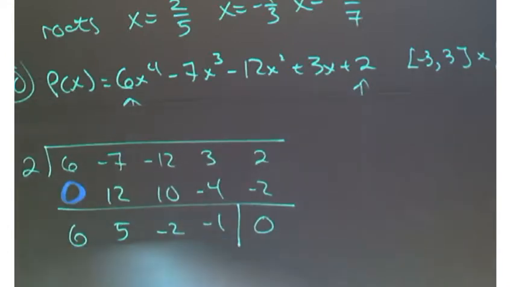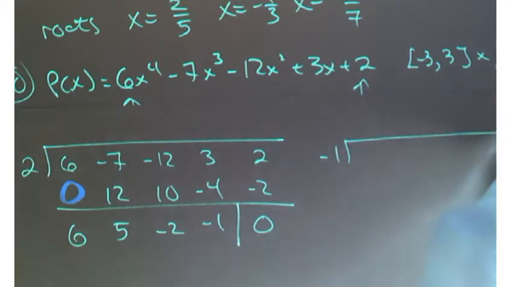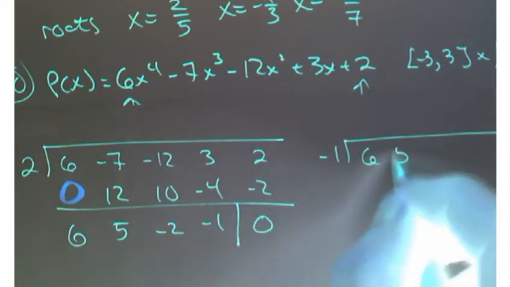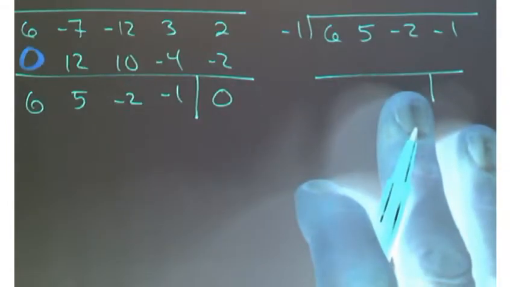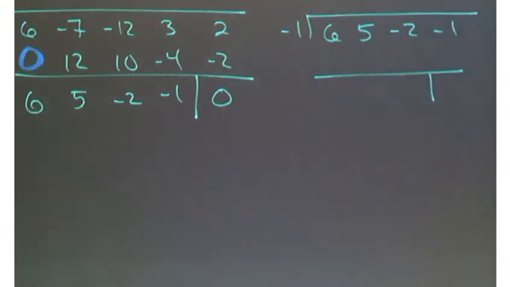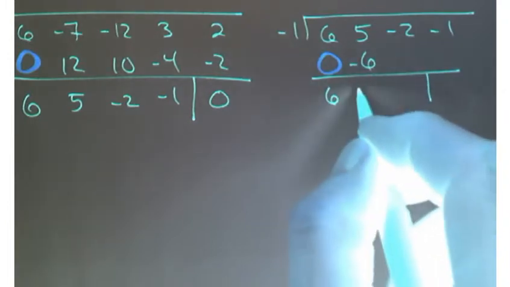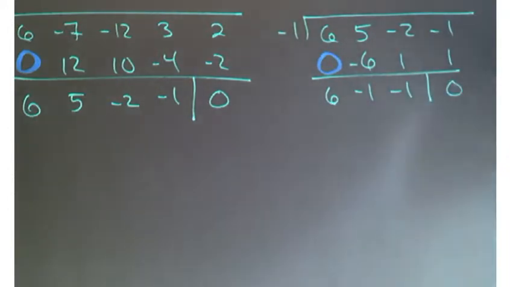Now, let's take this and keep going, because there's another factor that we know results in a root. In fact, we know the root is at negative 1. So let's put in a negative 1 here and work with this reduced polynomial. 6, 5, negative 2, negative 1. Add going down. Of course, it starts with a 0. Got to get that 0 in there. So 6, negative 6, negative 1, 1, negative 1, 1, and 0. Yay.